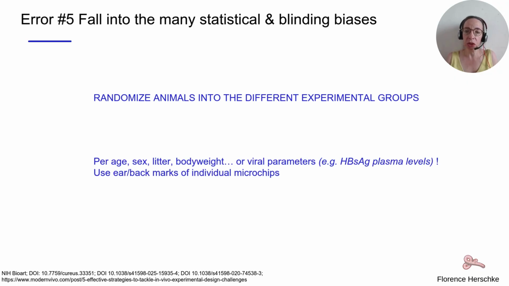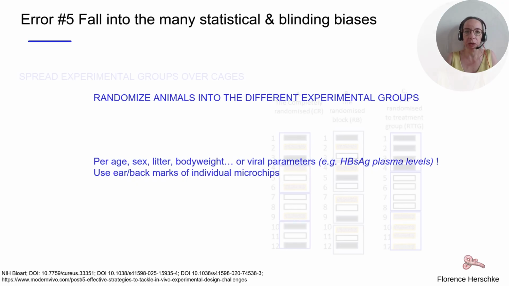The randomization should be performed per age, sex, litter, body weight, and if you're performing a virology experiment, per viral parameter. So for instance, for HBV, the HBs antigen plasma levels can define the antiviral outcome and thus are an important parameter to consider during the initial randomization. Also use ear or back marks, or if you can, individual microchips to identify each individual animal.